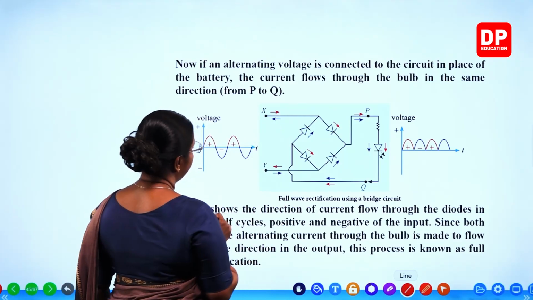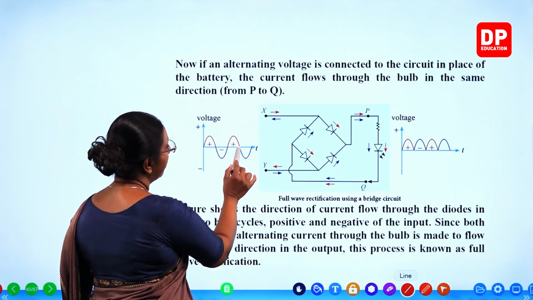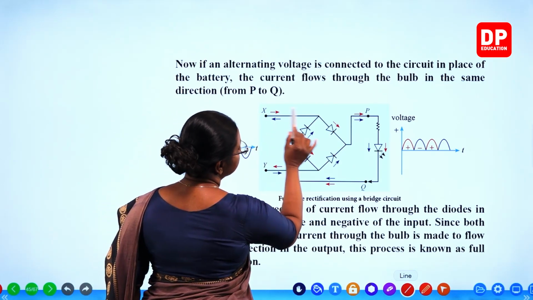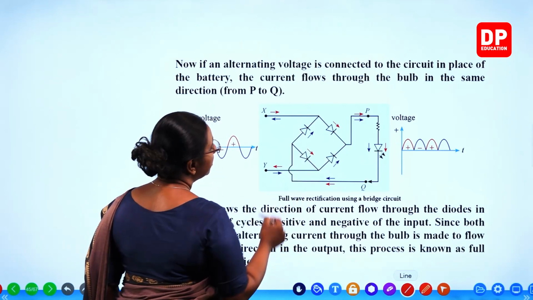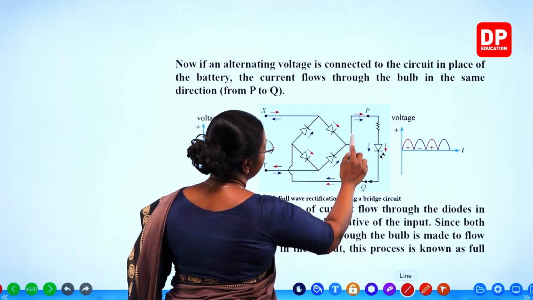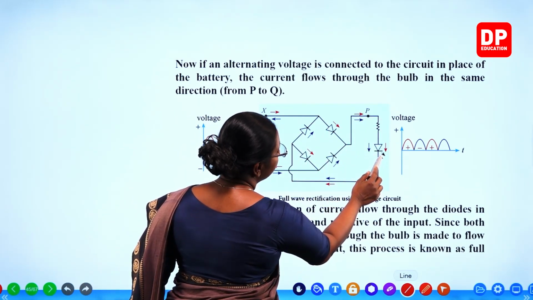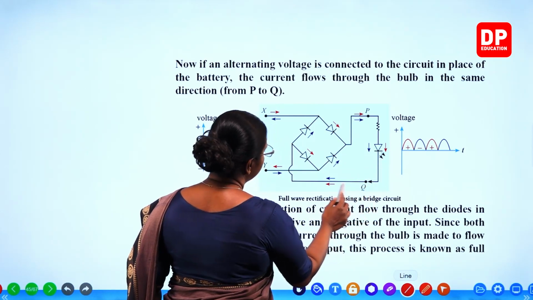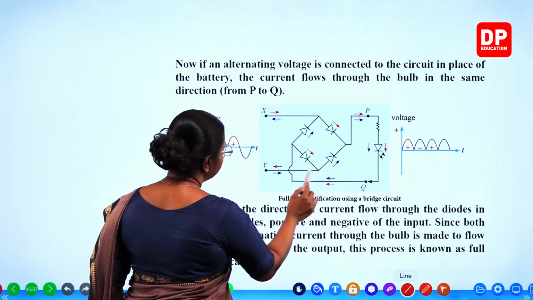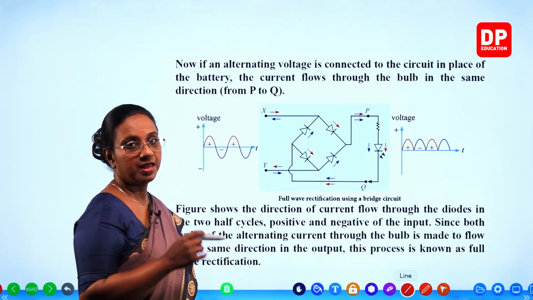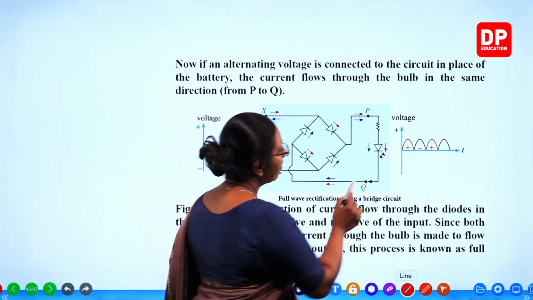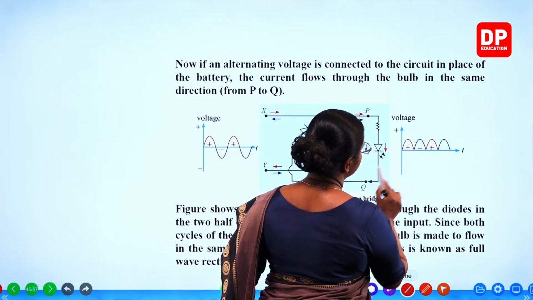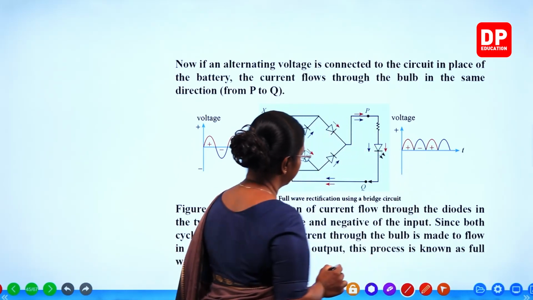Look at the red color arrows. That is for these half cycles. From X, they come to D1. You can remember D1, D2, D3, D4. D1, then to point P, then through the LED to Q, then back to D3, then point Y. That is the positive cycles, these cycles. So, they have been represented here also, the positive cycle, positive cycle.